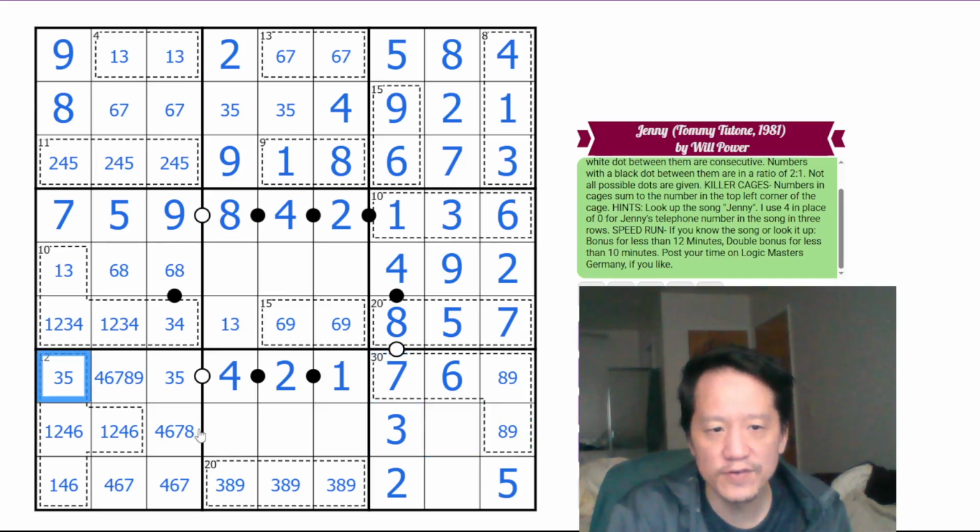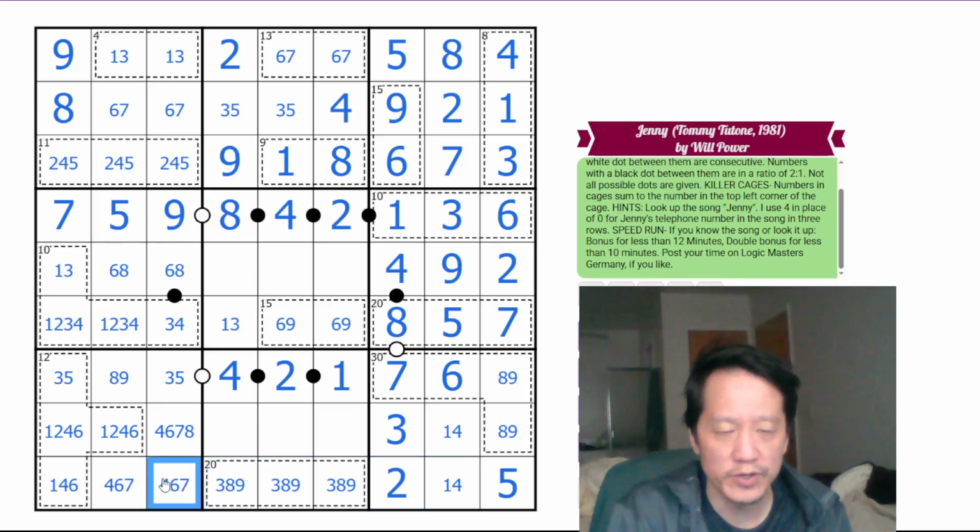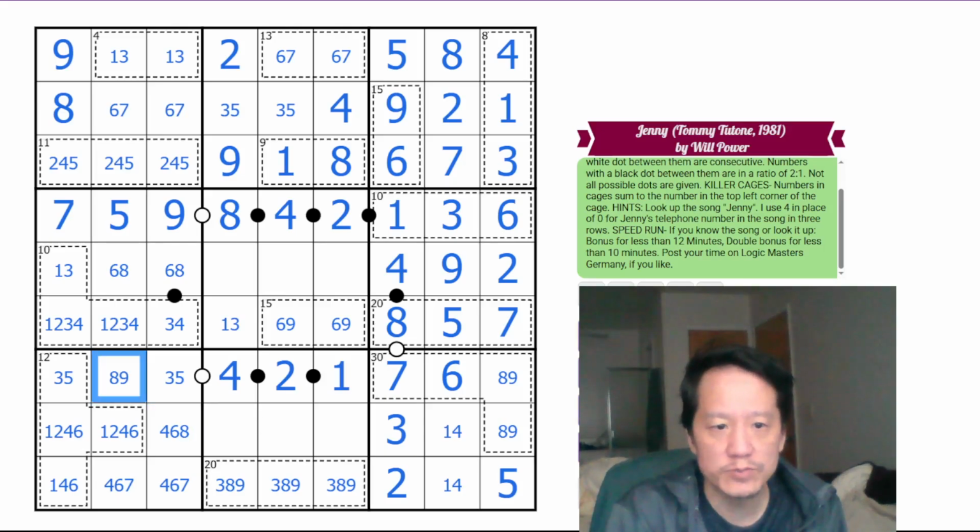So this is 3, 5 pair. No 4, 7, 8, 9. We have 1 and 4 here. So this has to be a 6, 7 pair here. Well, 7's one of these two, so this can't be 7. Where's 9? 9 can't be any of these. So 9 must be here. This is 8. This is 9. 3, 8, 9. This is 5, 6, 7.